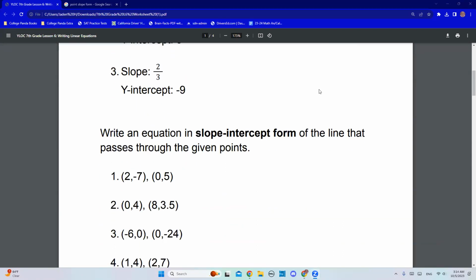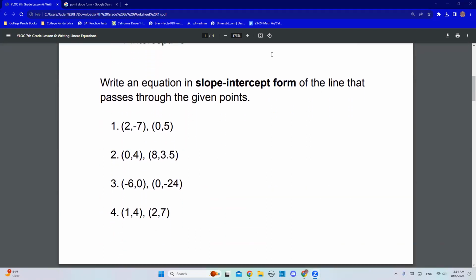All right. So now we have to do slope-intercept form, but this time they don't give us the slope. They do give us the y-intercept though. Remember, the y-intercept is any point that has 0 as its x value. All right. So we do not know m.